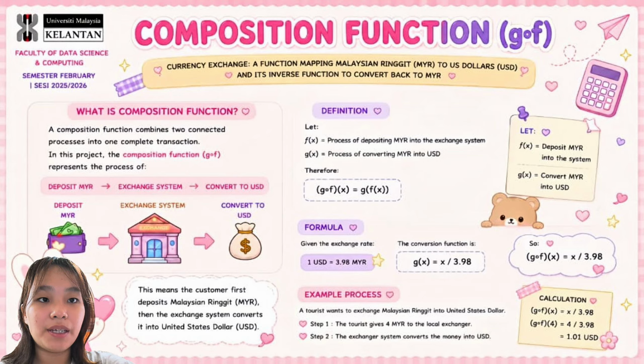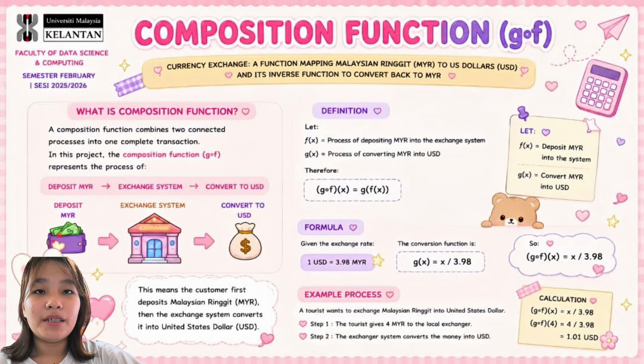Given the exchange rate is 1 USD equals 3.98 MYR, the conversion function is g of x equals x divided by 3.98. For example, if a tourist exchanges 4 MYR, the amount received in USD is 4 divided by 3.98 equals 1.01 USD.